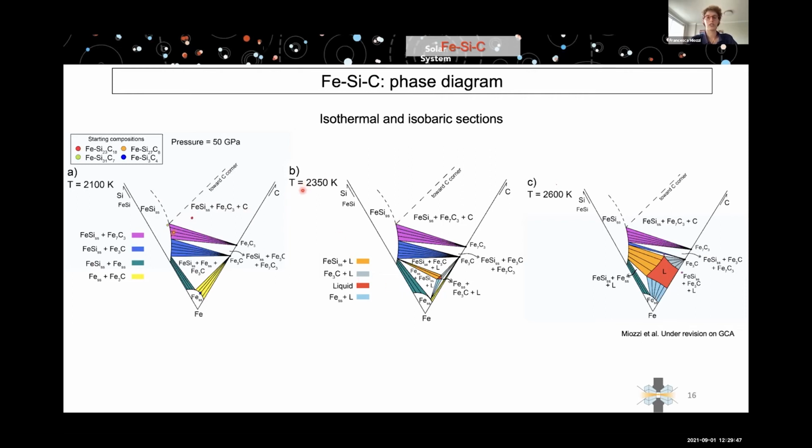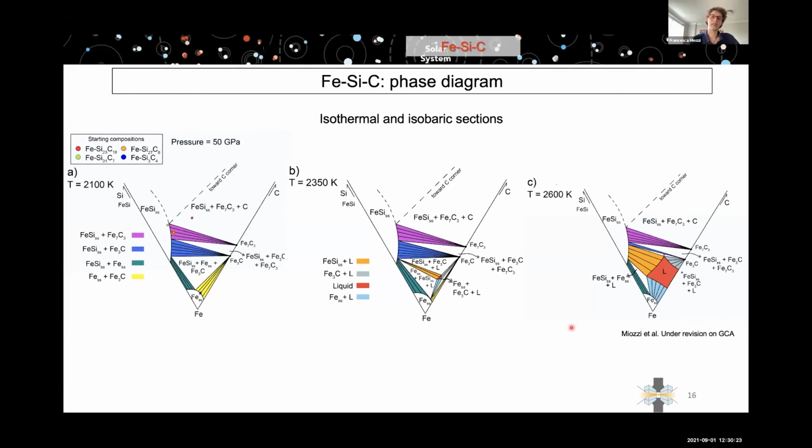When we reach 2350 Kelvin, we are slightly above the melting temperature of the sample with lower light element content. So we start forming a melting pool, and we have the equilibrium of solid phases with a liquid, and this equilibrium increases at higher temperatures, so above the melting temperature of all the other samples, where we have a bigger melting pool with a smaller field of equilibrium of a solid with a liquid.